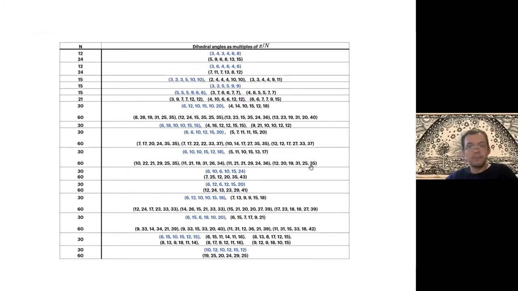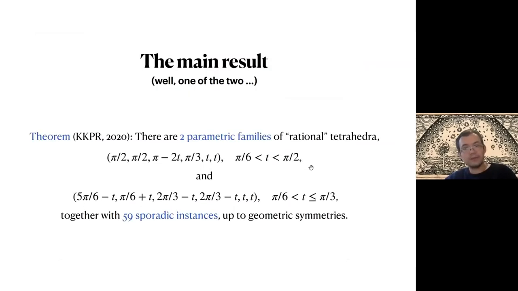And colored blue are those that were known before. Actually, the first parametric family here was also known. It was discovered by Hill in 1895. Well, the second parametric family is new, surprisingly new, because those two families belong to the same orbit under the Regge symmetry. We will see what it is.